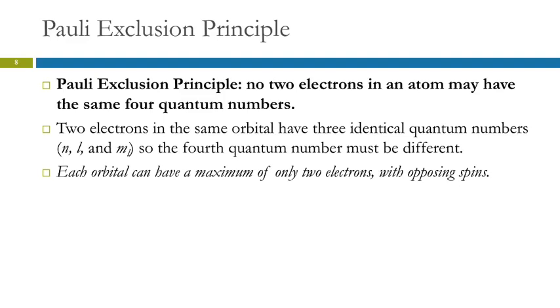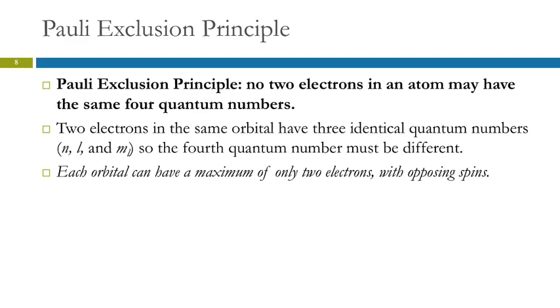The Pauli Exclusion Principle says no 2 electrons in an atom may have the same 4 quantum numbers. So if we have 2 electrons in the same orbital, say in the 1s orbital, they're going to have 3 of their quantum numbers identical: n equals 1, l equals 0, m sub l equals 0. The 4th quantum number, they must have different numbers. So 1 will be plus 1/2, 1 is minus 1/2.